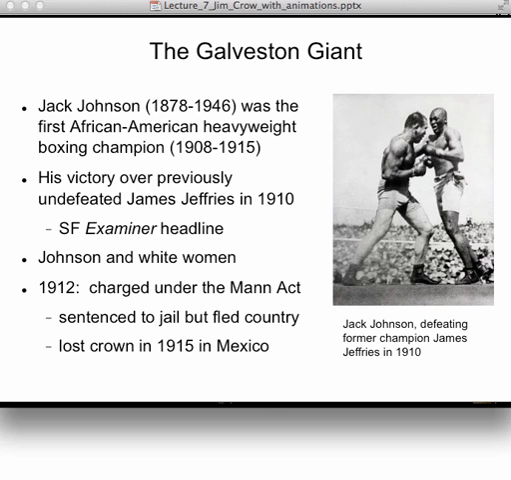In Mexico in 1915, he finally defended his crown against Jess Willard and actually lost to Willard, and so that was the end of his reign as the heavyweight champion. But Jack Johnson really became an unforgettable figure for many African Americans, and an example of the great impact that sports and sporting events can actually have on history.